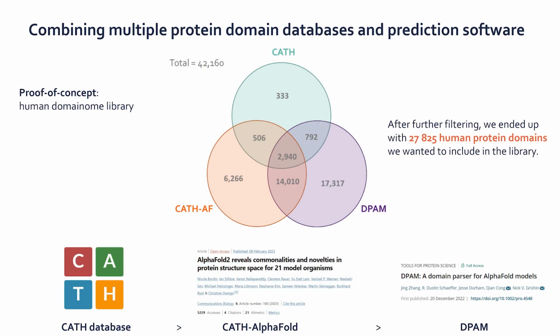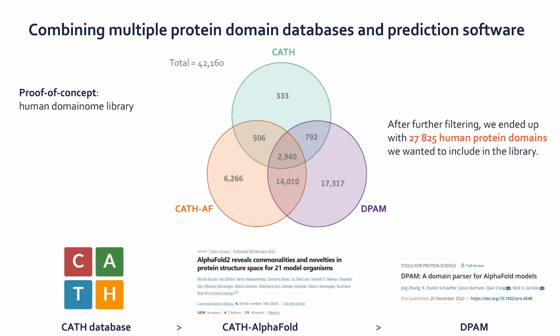So yeah, this is an event diagram with our new library that we ended up with. As you can see, there were only about 5,000 domains in the CATH database. And then the CATH AlphaFold and the DPAM database both were able to enlarge our database quite a lot, because in the end we ended up with about 40,000 protein domains for the human protein domainome. But luckily you can also see that there is quite a lot of overlap between all the different algorithms and databases. So this also was a good sign that not every algorithm or database was just basically doing its own thing.